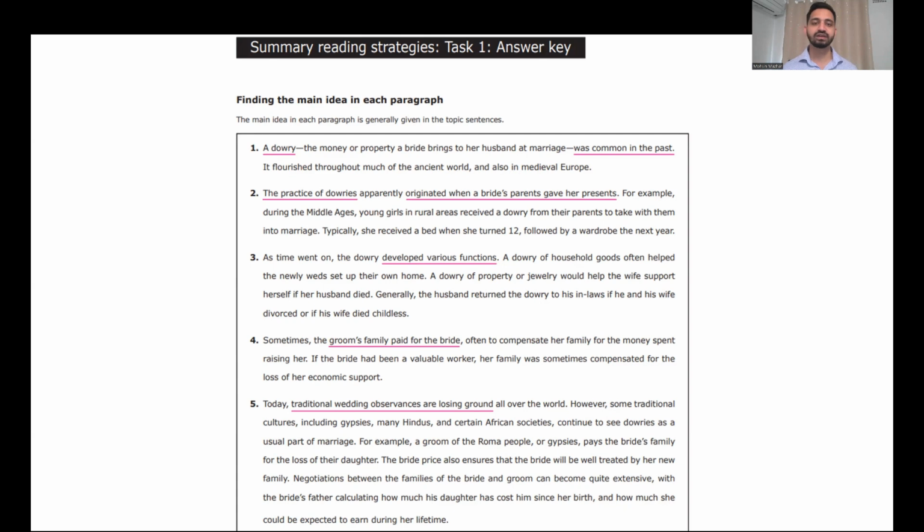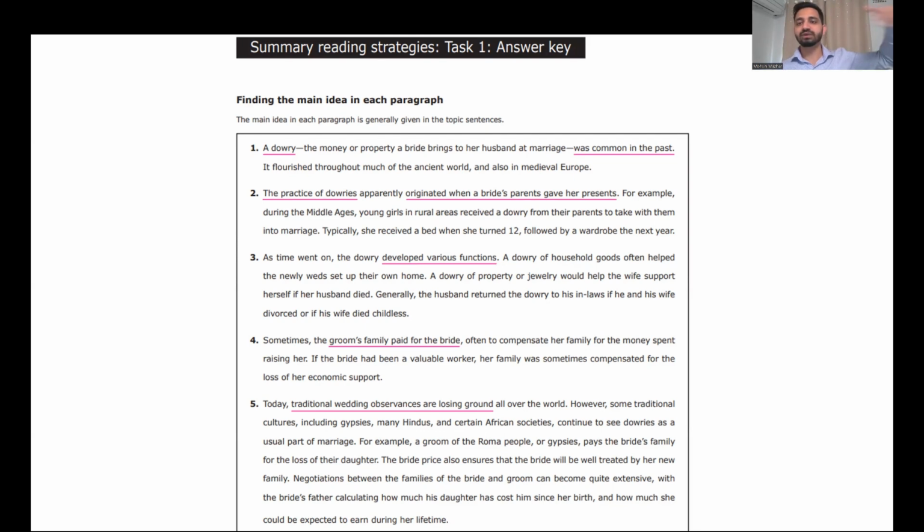her presents. For example, during the Middle Ages, young girls in rural areas received a dowry from their parents to take with them into marriage. Typically, she received a bed when she turned 12, followed by a wardrobe the next year. So the main idea here, and this is one way of looking at it, all right? Everyone might have a different idea about what the main idea is. Yours might be slightly different to this one, but look at this one. The practice of dowries originated when a bride's parents gave her presents.